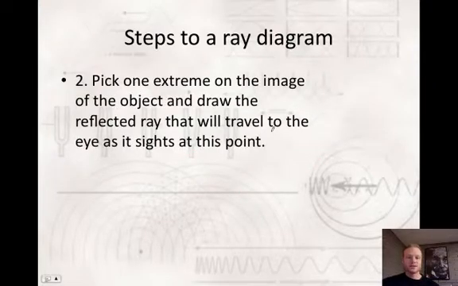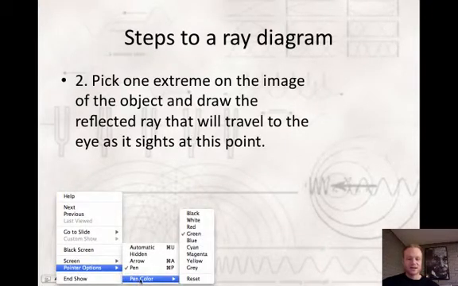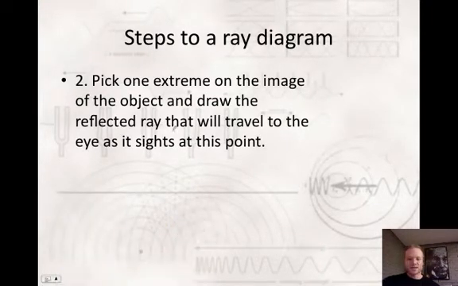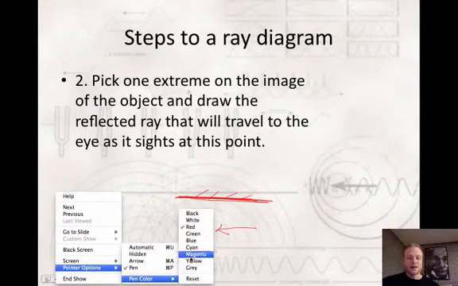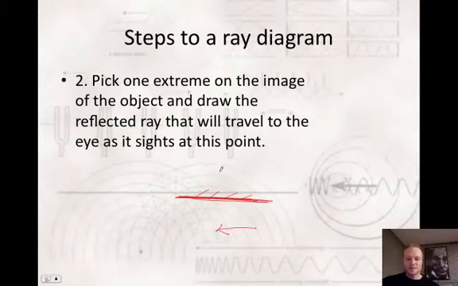Step 2 is pick one extreme on the image of the object and draw a reflected ray that will travel to the eye at its sight point. Sometimes these directions will seem a little intense or confusing, but don't worry, it's not so bad. So if I draw my mirror here and put those lines there, here is my arrow, and then my reflected arrow, we were using green, right? So I'll draw my reflected arrow here, which would be back here.